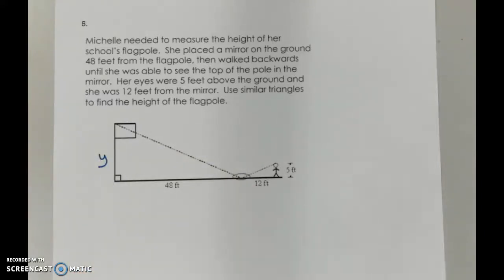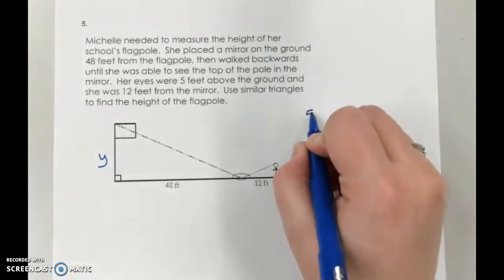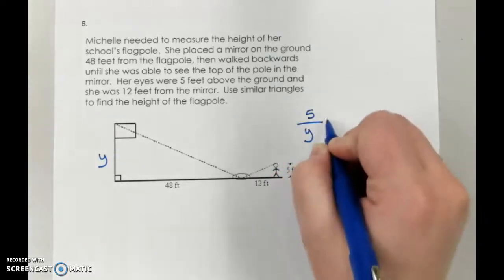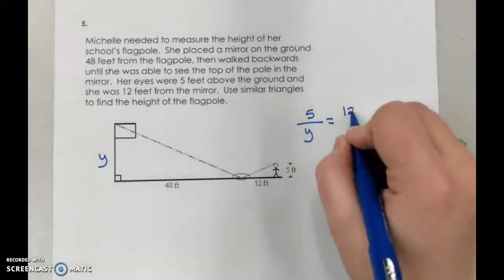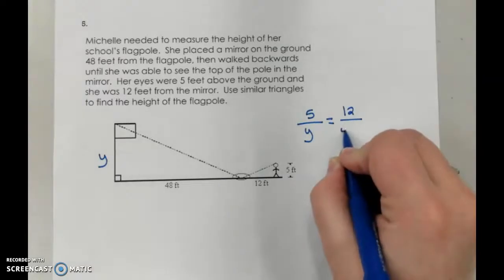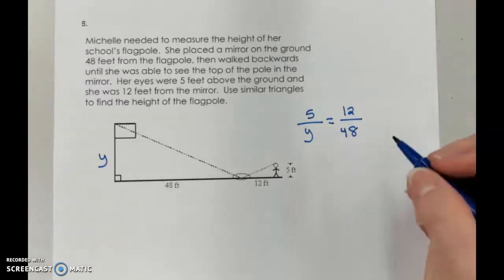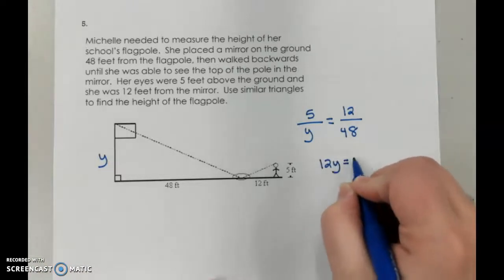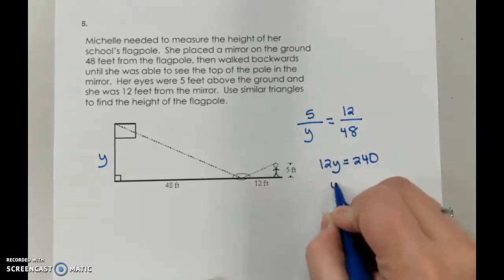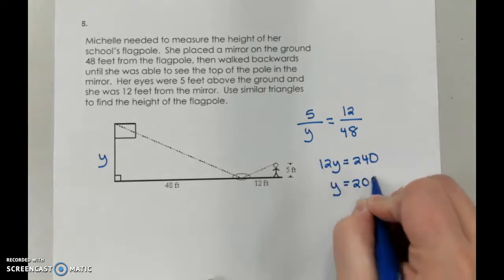So I'm going to set up my proportion. So the height of Michelle to the height of the flagpole should be equivalent to the distance that Michelle is from the mirror to the distance that the flagpole is from the mirror. So again, cross multiply, and we get that the height of the flagpole is 20 feet.